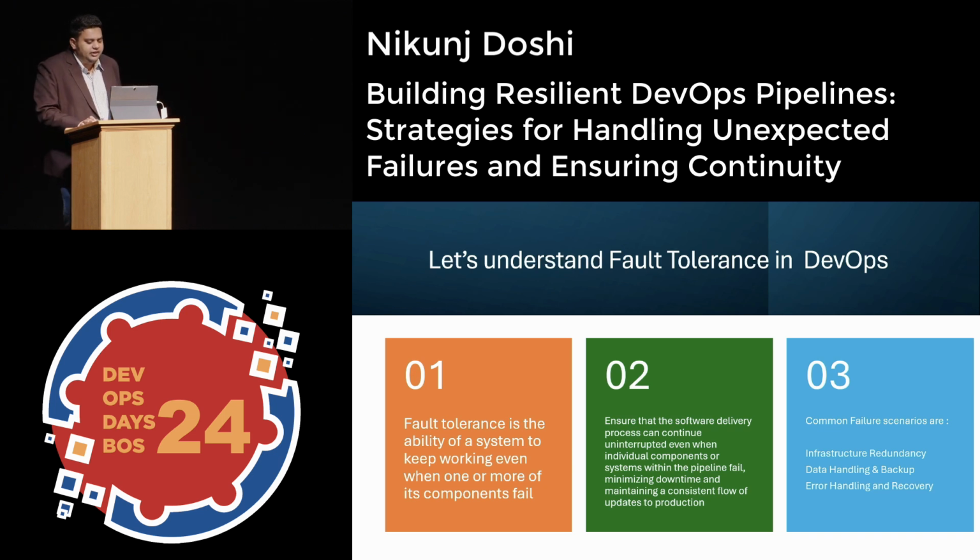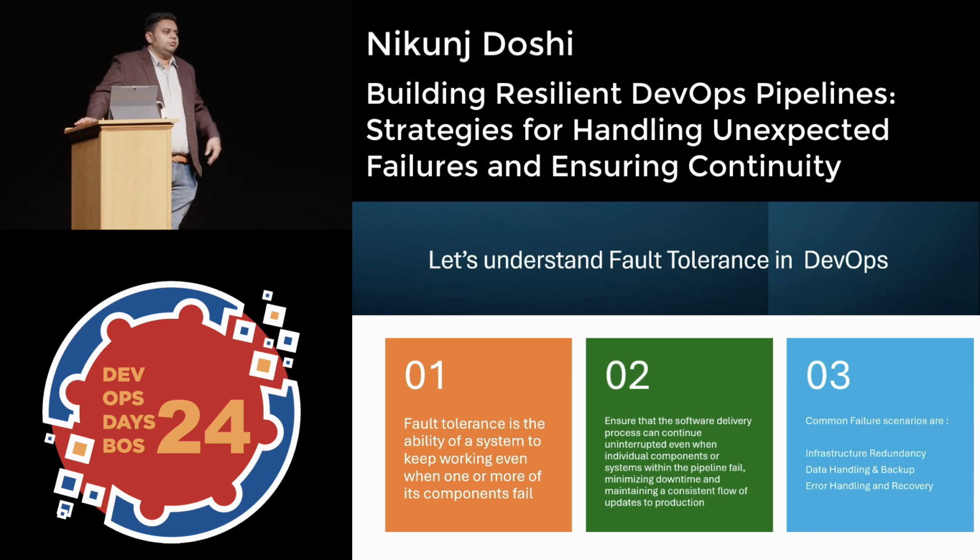And some of the common failure scenarios, if we were to look at, are infrastructure redundancy. Then other more important scenarios are data handling and backup. If we do any kind of data handling and backup, there are instances where one of these components will have a production issue or the other. And finally, we always have to come up with strategies when it comes to error handling and recovery.